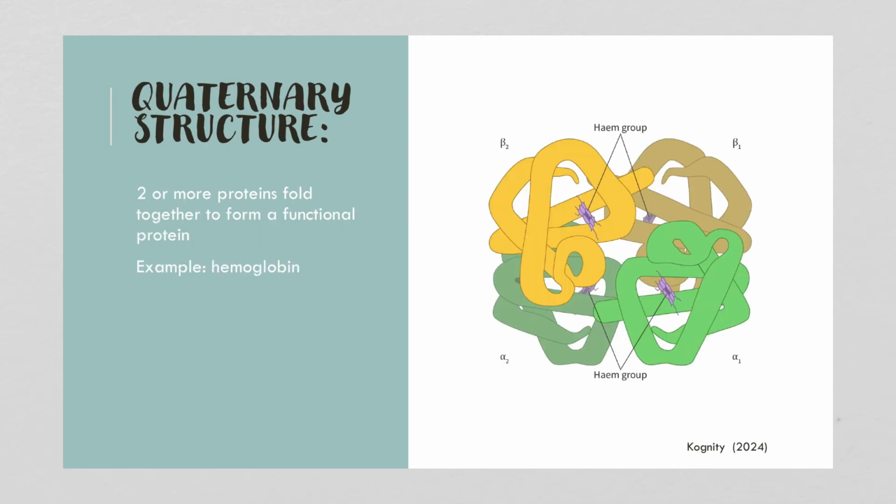Finally, quaternary structure is when 2 or more proteins fold together to form a functional protein, and the example here is hemoglobin. So there's actually 4 polypeptide chains that make hemoglobin up.